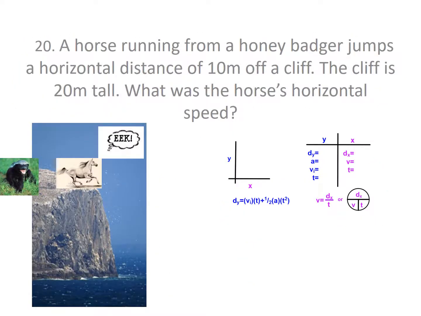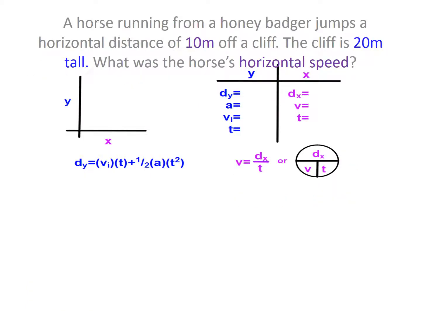A horse running from a honey badger jumps a horizontal distance of 10 meters off a cliff. The cliff is 20 meters tall. What was the horse's horizontal speed? So let's first draw a trajectory. So it's falling off, and all the info we have is that it's 20 meters high and that it's 10 meters off the cliff horizontally. So let's write that down. So 10 meters horizontal, that's dx. And my height of the cliff was 20 meters.